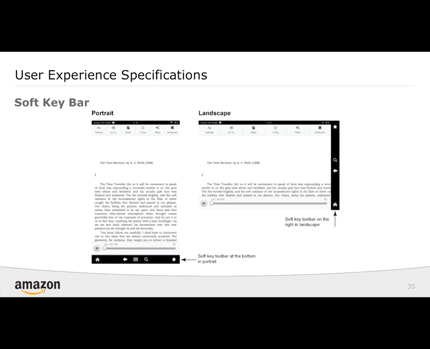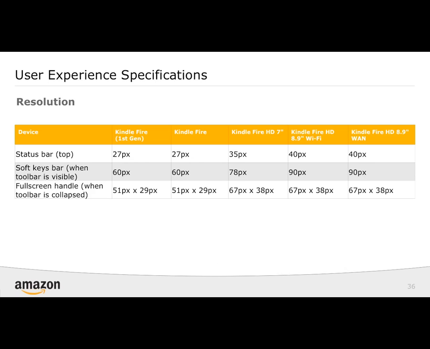One of the other things you can do with the soft key toolbar is call a full screen mode. And in the full screen mode, we actually collapse the soft key toolbar and put a little drag handle at the bottom of the screen that the user can flick to reinstantiate the soft key toolbar. By being able to minimize the soft key toolbar, we can give your app more screen real estate should you choose to use it, and give the user a better experience, say when watching videos or playing really immersive games on device. So here are some of the specifications around the size of those status bars and soft key toolbars.